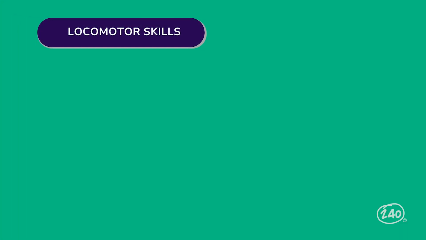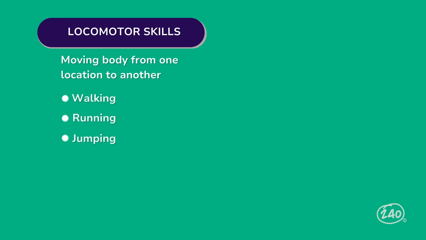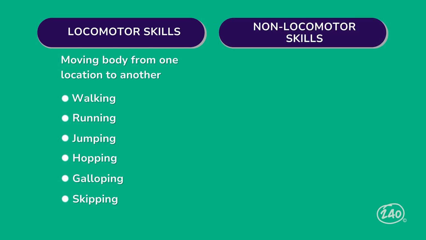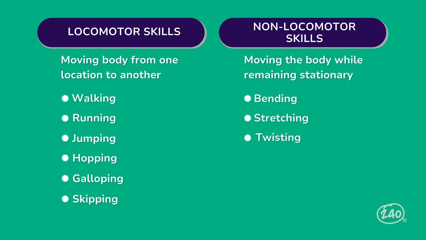Locomotor skills involve moving the body from one location to another. Most locomotor movements involve the feet, but they may also include the hands. Some examples are walking, running, jumping, hopping, galloping, and skipping. Non-locomotor skills involve moving the body while remaining stationary. Examples include bending, stretching, twisting, swaying, wiggling, shaking, and balancing. So basically, with locomotor activity, you go somewhere, and with non-locomotor, you don't.